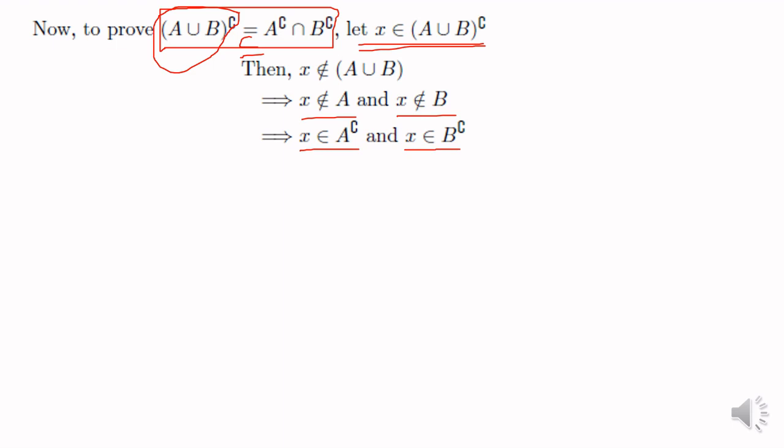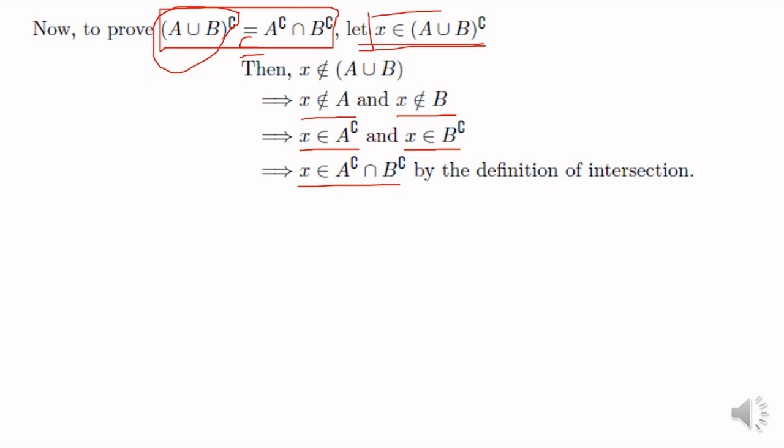So X element of A complement and X element of B complement. So X is an element of A complement and X is also an element of B complement. So this implies that X is an element of A complement intersection B complement by the definition of intersection. If X is an element of both the sets A complement and B complement, then X is an element of A complement intersection B complement. So we have started by taking X as an element of A union B the whole complement. Now we got that X is an element of A complement intersection B complement. So we get A union B whole complement is a subset of A complement intersection B complement.